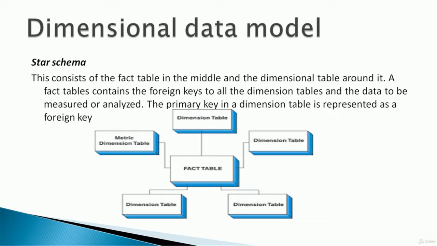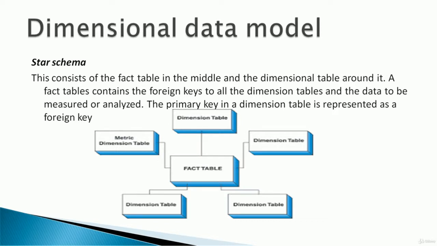Star schema consists of a fact table in the middle and the dimensional tables around it. So as you see in the diagram shown here, we have a fact table in between, and surrounding it we have the dimensional tables. The dimension table has the reference information, and a fact table contains the foreign key to all the dimension tables and the data to be measured or analyzed.